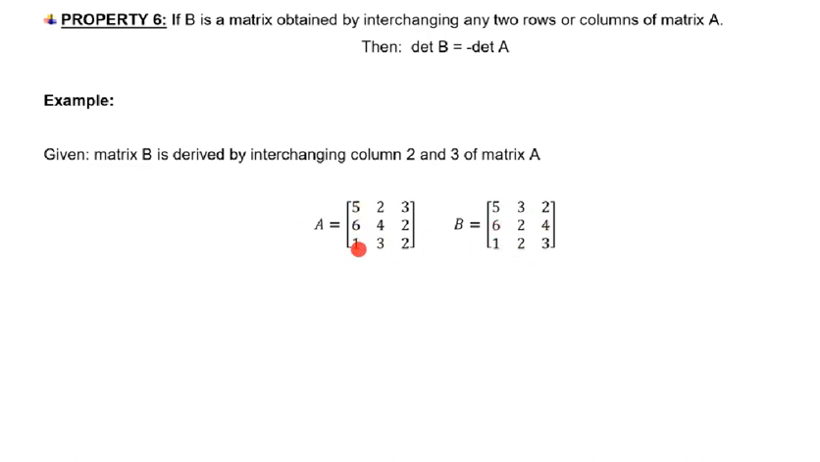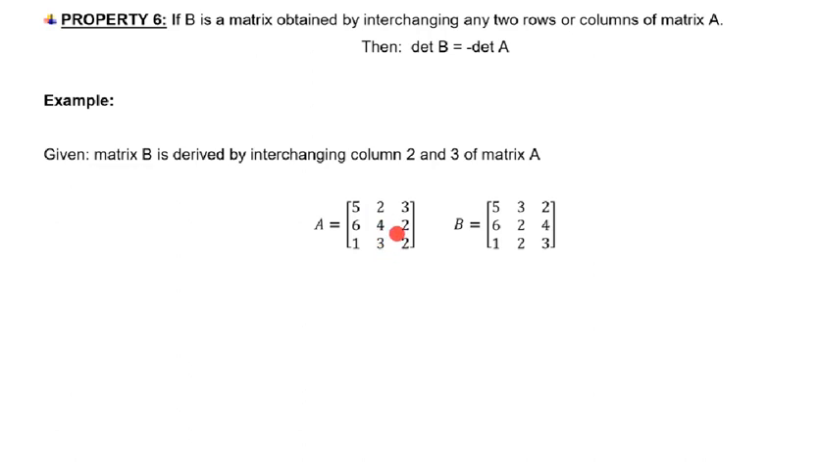So parehas yung column 1. Yung column 2 and 3, interchange sa column 2 and 3 ng matrix A. So, yung matrix B nakuha dito sa matrix A. However, yung column lang nag-interchange lang sila pero parehas pa rin yung values. Yung column lang yung nag-interchange. Then, yung determinant natin dito sa matrix B is equal siya sa negative determinant natin dito sa matrix A.